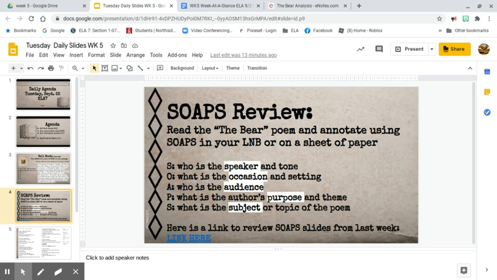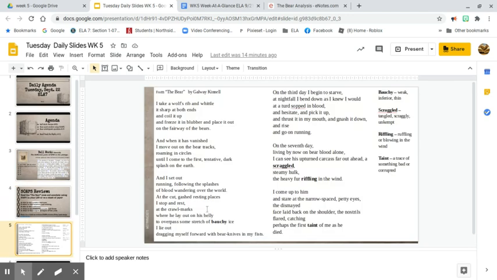And then we're going to O, what is the occasion and the setting? So maybe you'll look for imagery. A, who is the audience? And then we would identify the mood, because that's how the audience or the atmosphere of your text is feeling. What is the P, which is the author's purpose? And with the author's purpose, we might identify the theme, the message of the author. S, what is the subject or the topic of the overall poem? If you need to review SOAPS, here is a link to last week's slide when we discussed SOAPS.